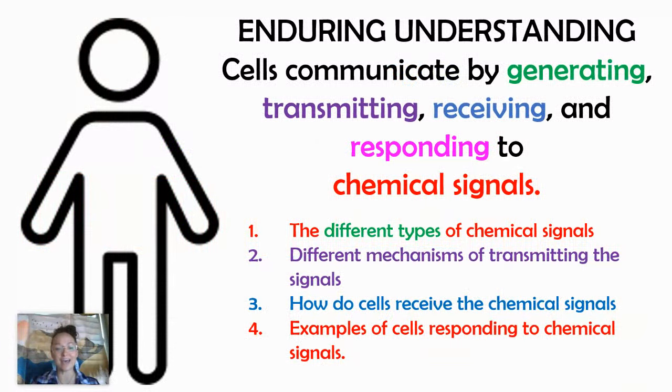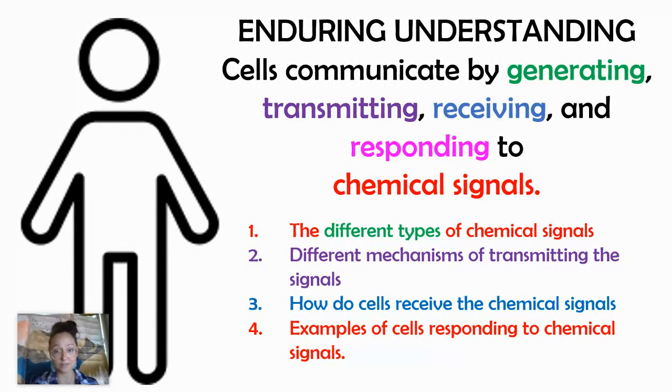So when we look at where we're going with this cell communication unit, we just looked at the different types of chemical signals. We have lipid-based and we have protein-based. Then we looked at the different mechanisms of transmitting those signals. So you have direct cell-to-cell contact. You have local regulators. They don't travel in the bloodstream. They travel a very short distance to nearby cells. And then we have our long distance that relies on our endocrine system using hormones to travel in the bloodstream to their target cells.